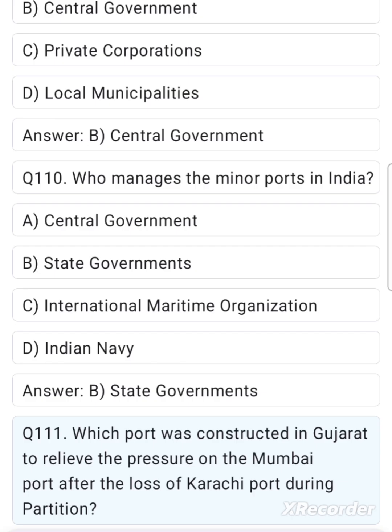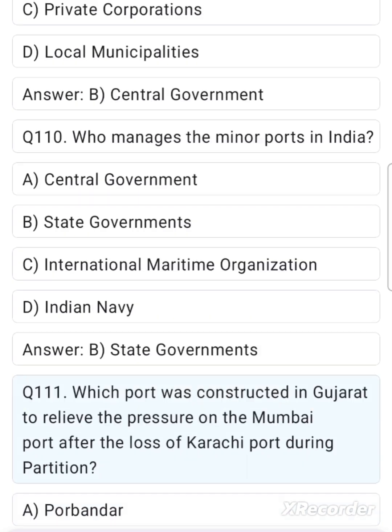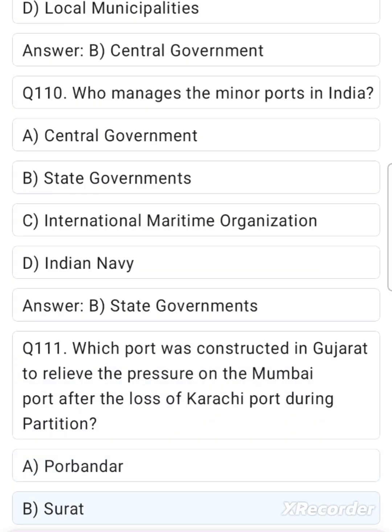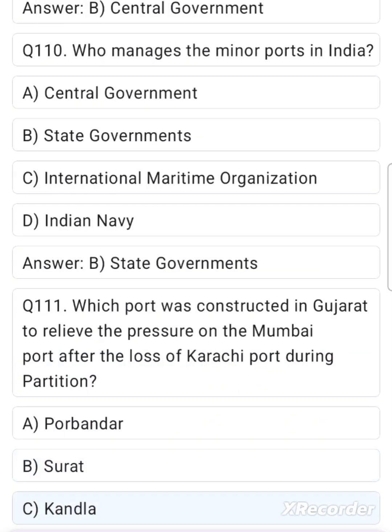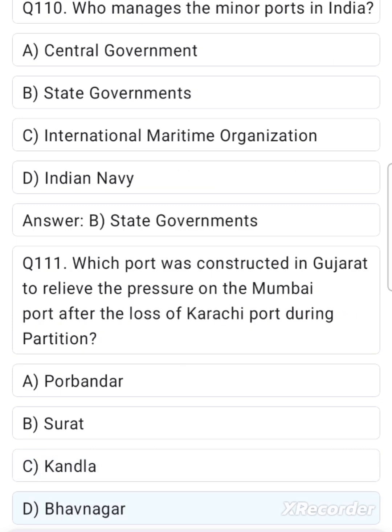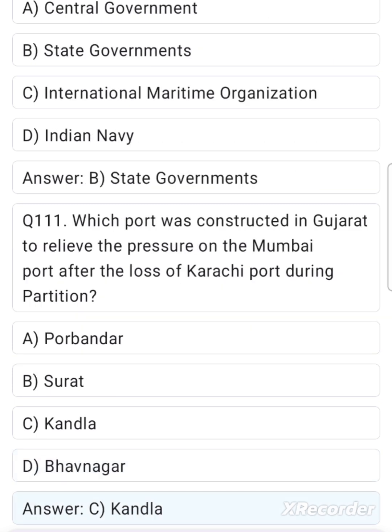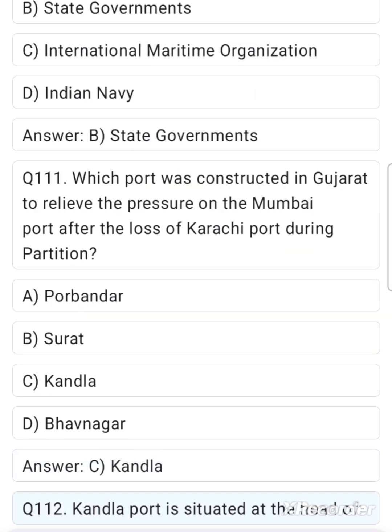Q111. Which port was constructed in Gujarat to relieve the pressure on the Mumbai port after the loss of Karachi port during partition? A. Porbandar. B. Surat. C. Kandla. D. Bhavnagar. Answer C. Kandla.